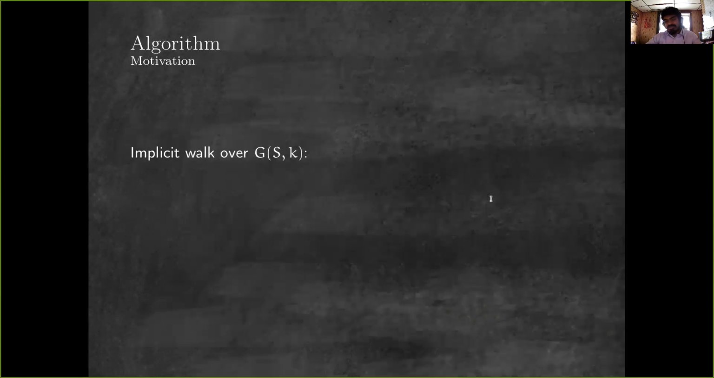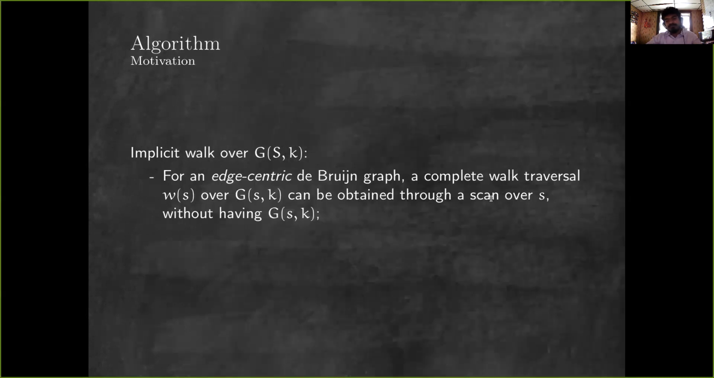A motivating observation aiding in bypassing the construction of the original graph G is that you may obtain an implicit walk over G without having G explicitly in hand. So consider a de Bruijn graph G over a single input string S. When using an edge-centric de Bruijn graph, a complete walk traversal W can be obtained over G by making a linear scan over S. Each k-mer seen along the scan is a vertex in G, and adjacent k-mers in the string are neighbors in the graph, providing you a complete walk over G.